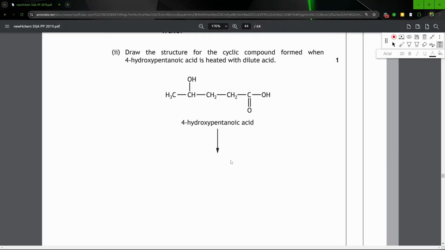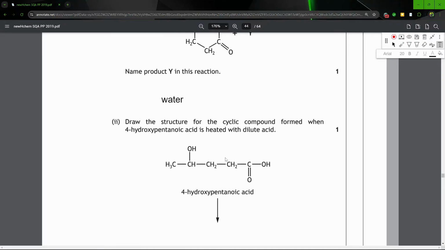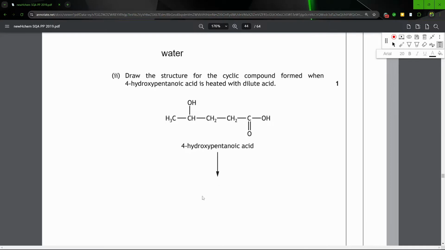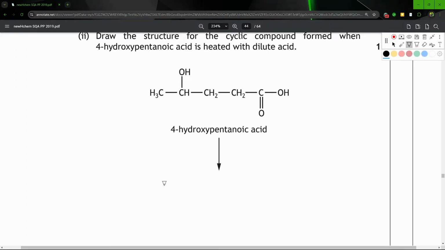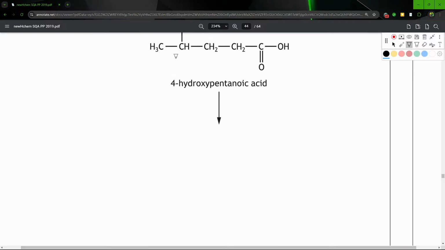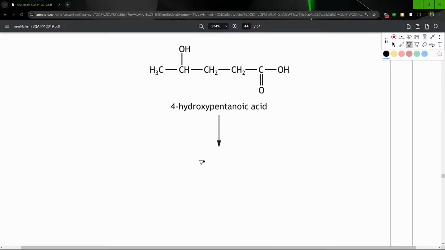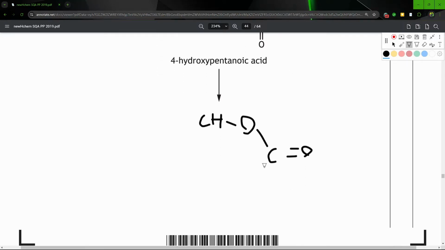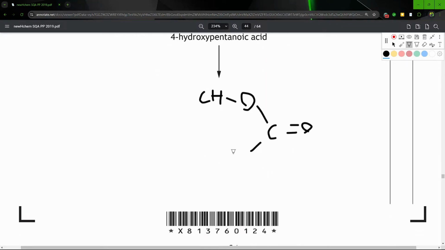So draw the structure for the cyclic compound formed when 4-hydroxypentanoic acid is heated with dilute acid. Right, let's go and figure this one out. So, let's draw this inner ring here first. So I'm going to have CH, and then it will be connected to what was originally the OH group, but it's now going to be our ester link, where we go to our carbon with the oxygen, and then we'll go down to this one over here, so that's CH2.